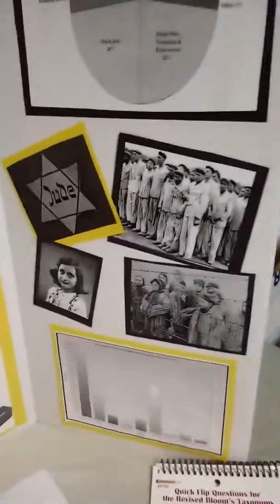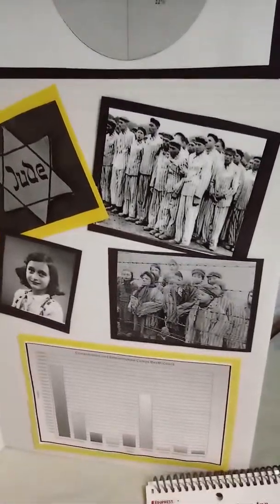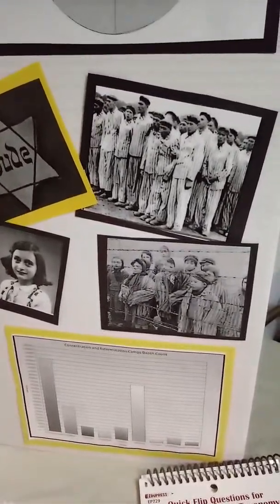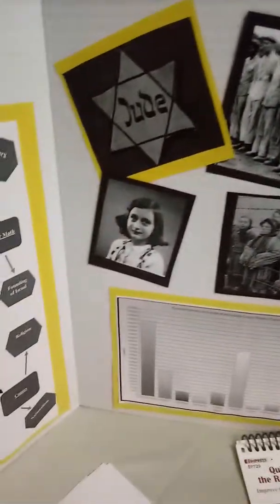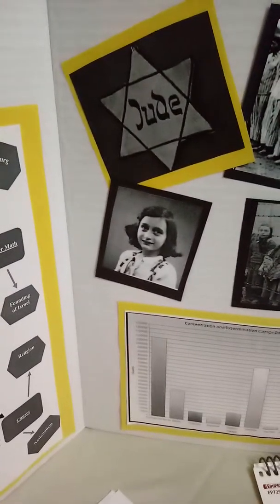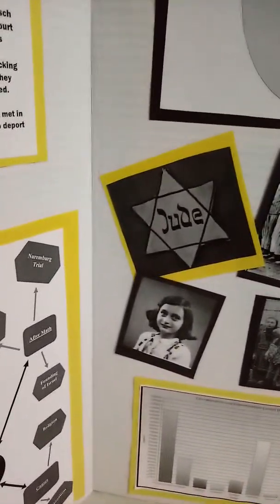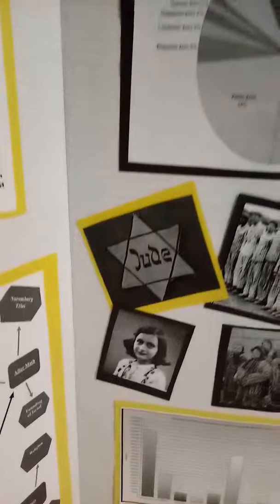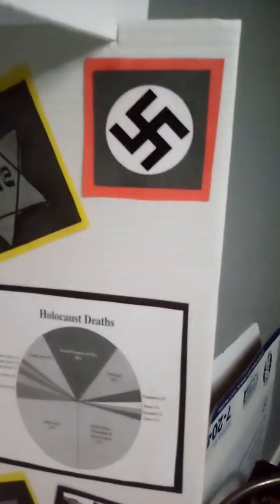And then these are the pictures of the other minority groups that were affected. You have the gypsies, the gay, the mentally handicapped, the physically handicapped, and some of the more famous people were Anne Frank and her family. These pictures here represent the yellow star that the Jews were forced to wear. And then these are the swastikas that the Nazis wore.